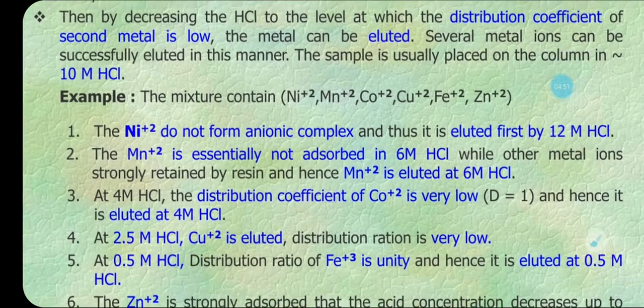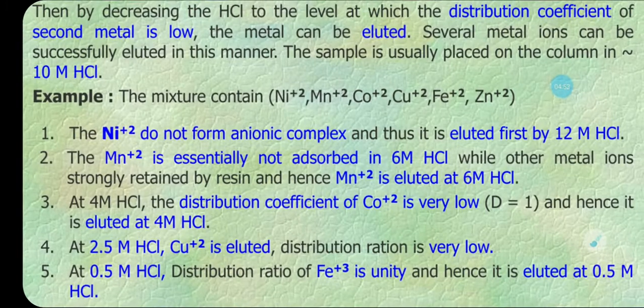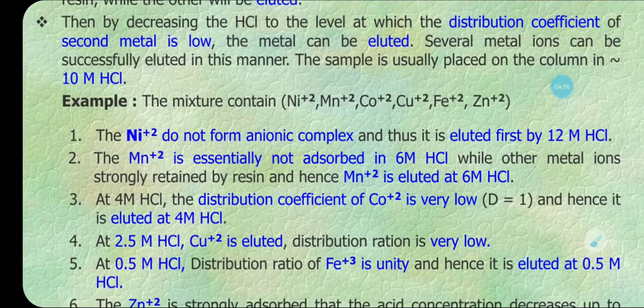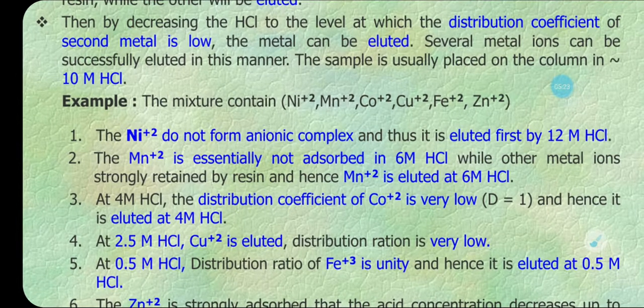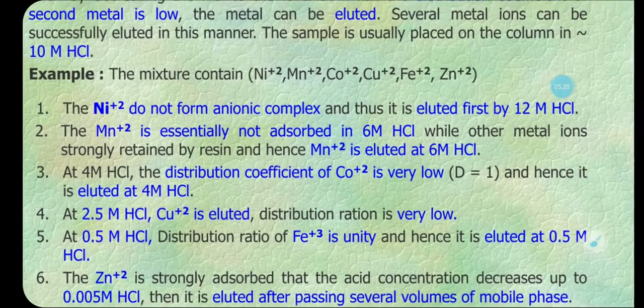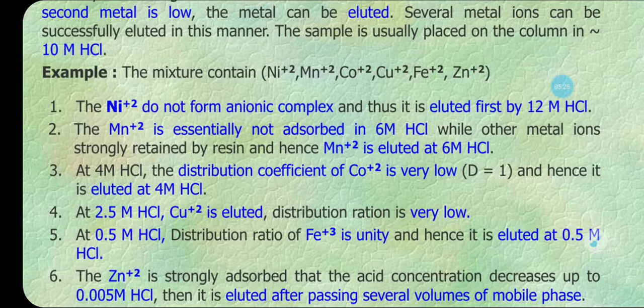For example, take a mixture of several metals: nickel plus 2, Mn plus 2, cobalt plus 2, copper plus 2, Fe plus 2 and Zn plus 2. Suppose this is the mixture of metal ions, so that will be separated accordingly by changing the concentration of the complexing reagent, that is HCl or hydrochloric acid. So let us see how the distribution coefficient changes with the concentration of HCl.